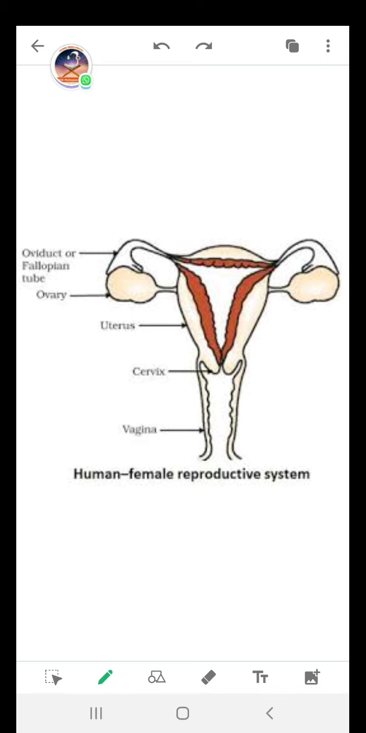So we can say that the reproductive life of a woman starts at menarche and ends at menopause. So this is how the female reproductive system functions, and this is how the sexual cycle occurs in females.